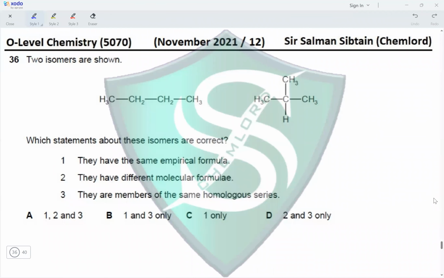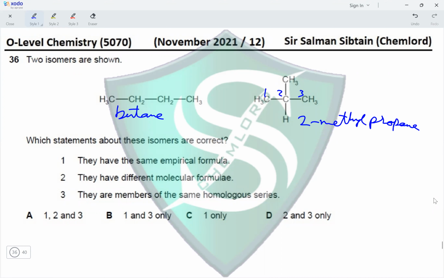Question 36. Two isomers are shown. So four carbon isomer. This is called butane. And this is called 2-methylpropane. Which statement about these isomers are correct?